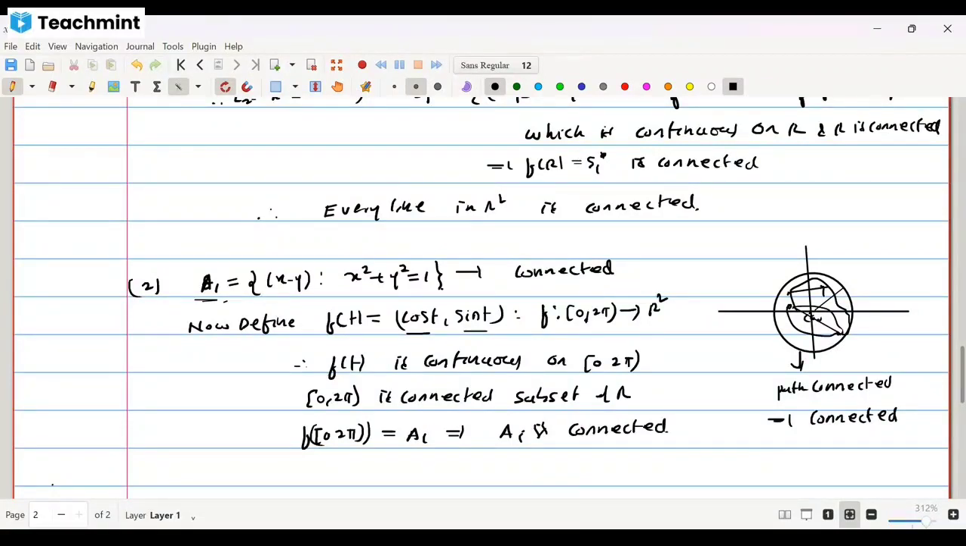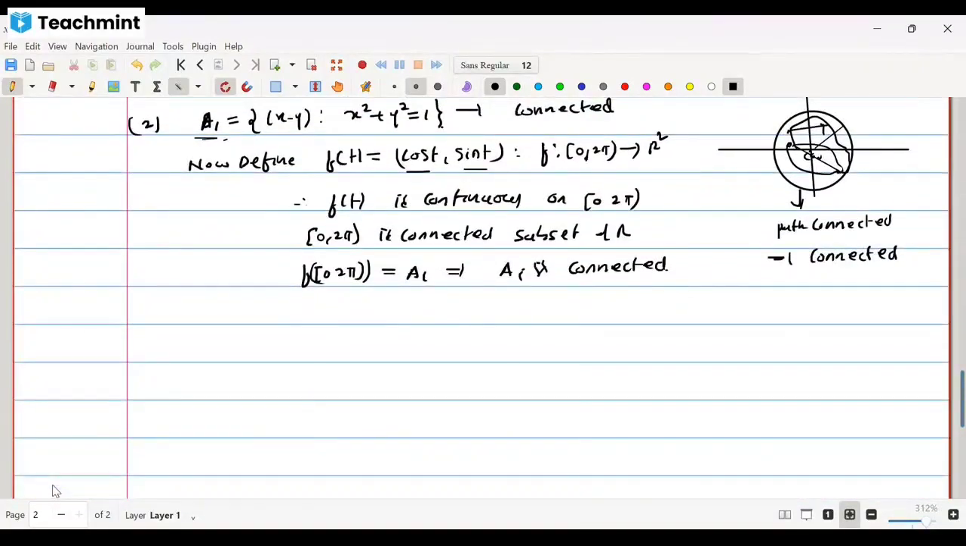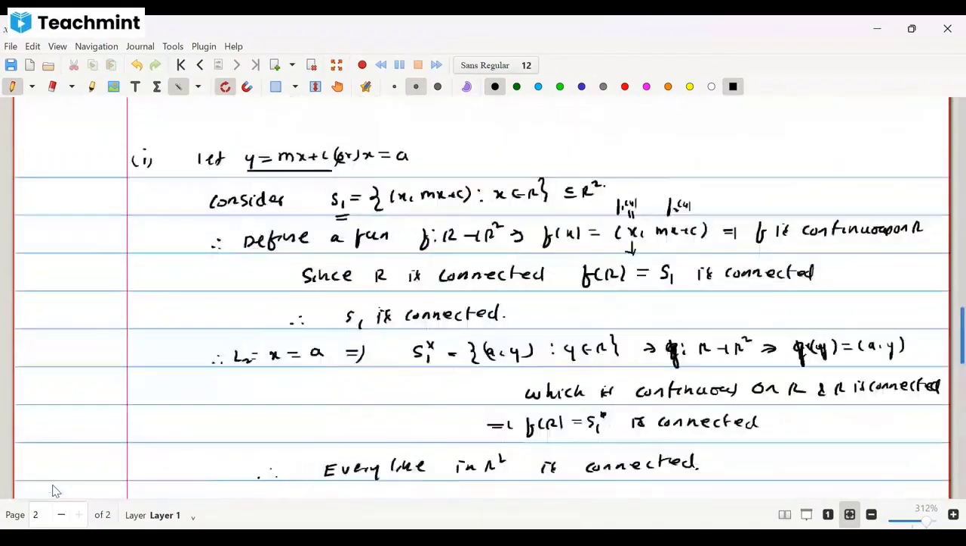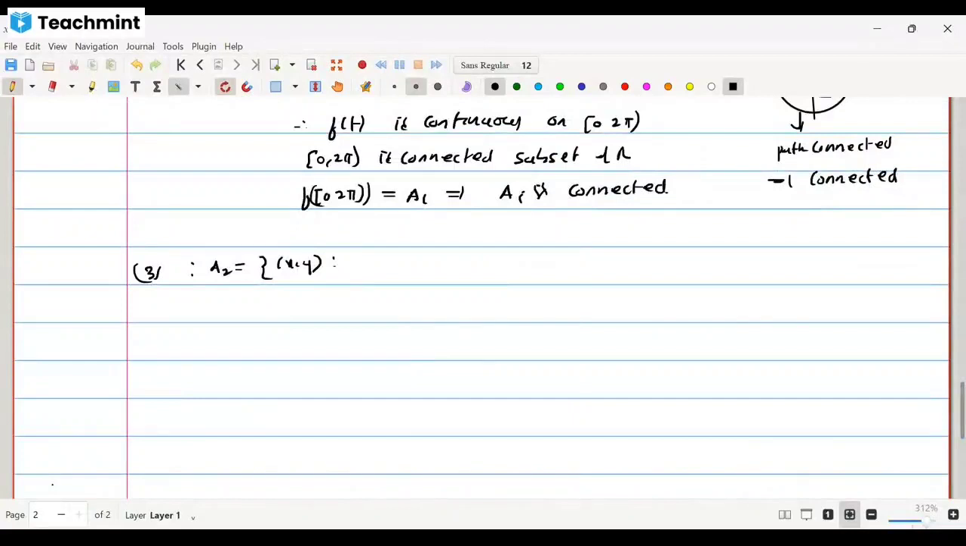Whichever reason you find convincing, take that. What about next? Third one, A2 is equal to the set of all x comma y ordered pairs such that x greater than or equal to 1 and y equal to 0. x greater than or equal to 1 and y is equal to 0.